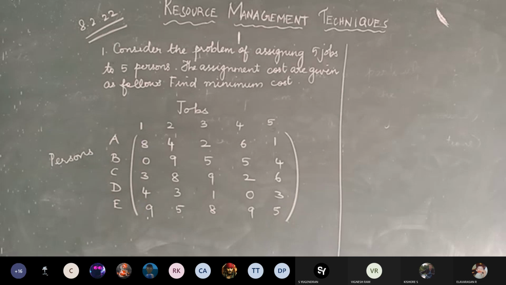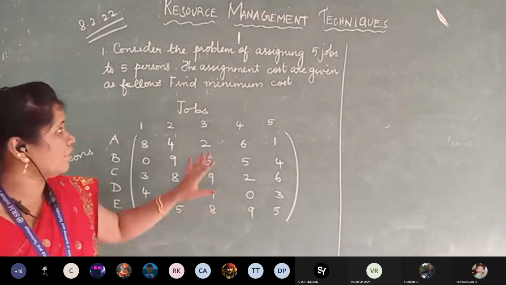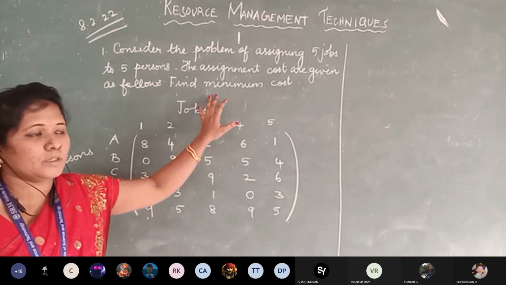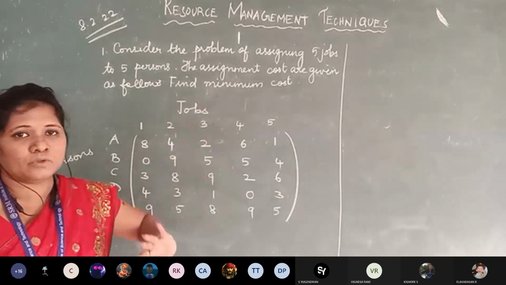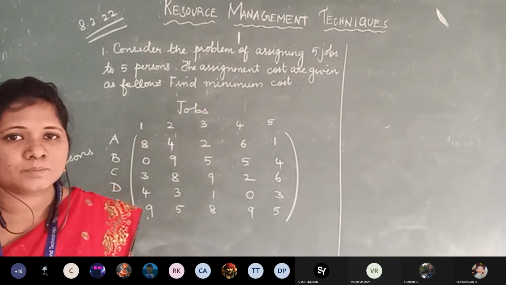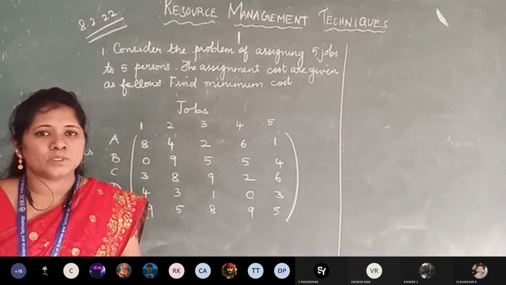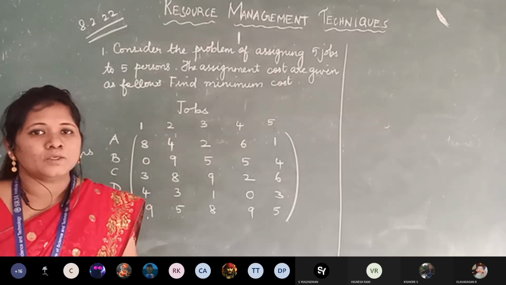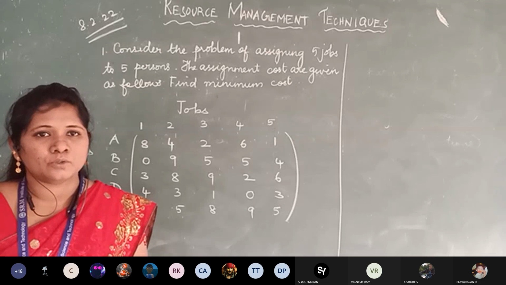0 9 5 5 7, 3 8 9 2 6, 4 3 1 0 3, 9 5 8 9 5. Okay, so this is your given question, and you have to find out your minimum cost. So in your assignment problem, your first step is to see whether your rows and columns are balanced.